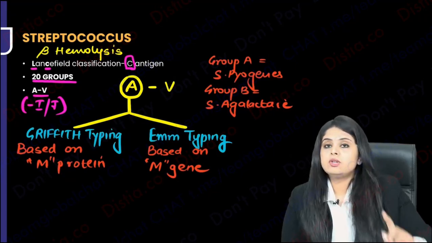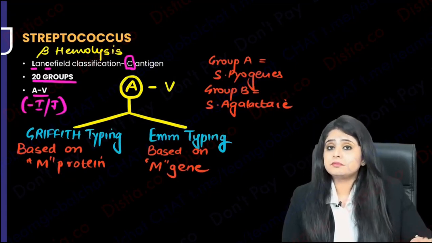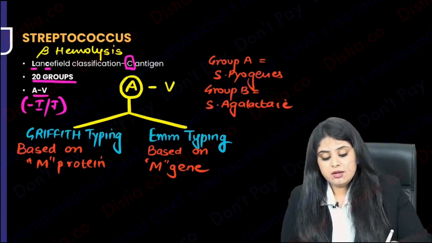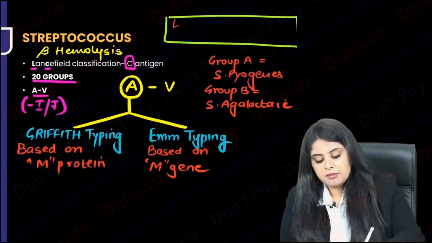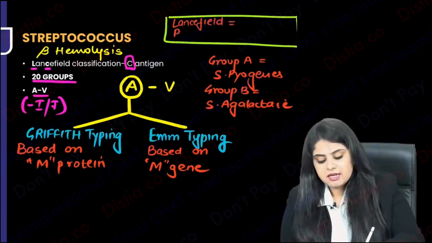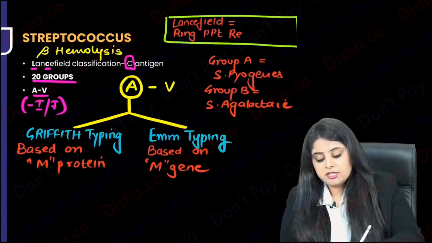If I try to correlate this way back in your immunology chapter, I hope you remember, I'll make a table over here so that maybe you can recall it later on. I hope you'll remember that Lancefield was done by what kind of precipitin test? I hope you remember that was a ring precipitation test, or the ring precipitation reaction.